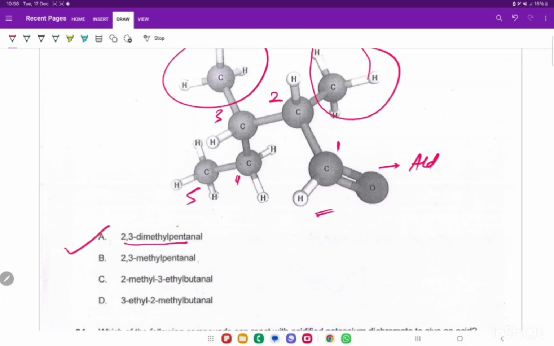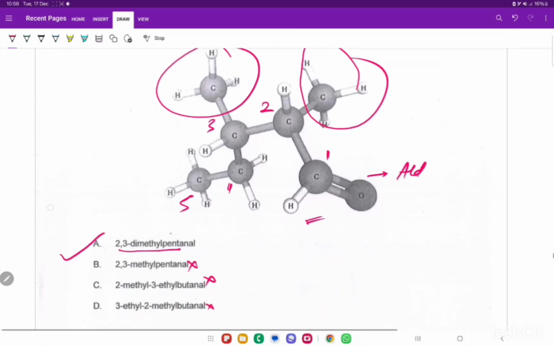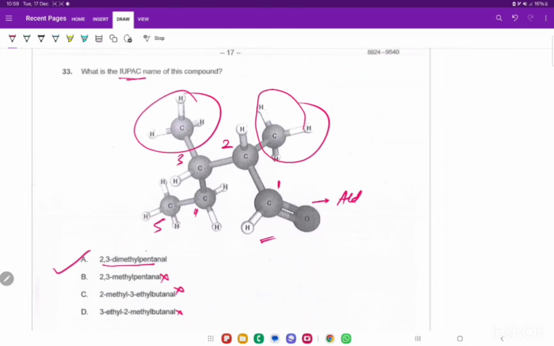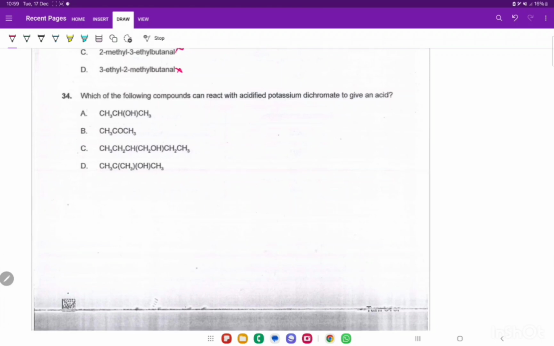This is the only correct option. This is wrong, this is also wrong. Butanol is wrong, butanol is wrong. Answer is A. For question number 33, the answer is A. 2,3-dimethylpentanal is an aldehyde containing a 5 carbon chain, and at 2 and 3 there are side chains. Question 33, answer A. Next, question number 34.